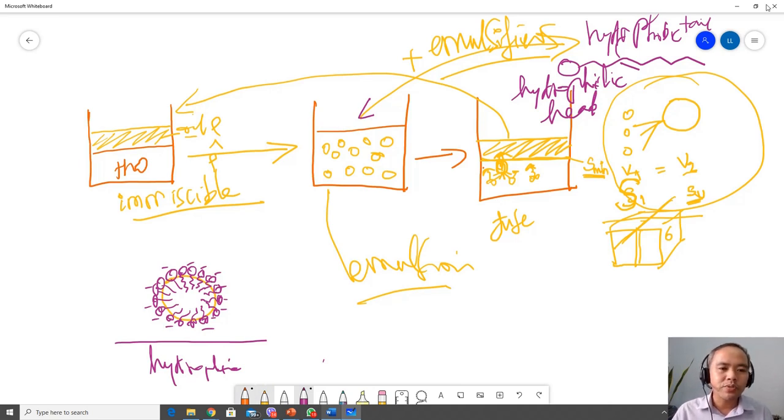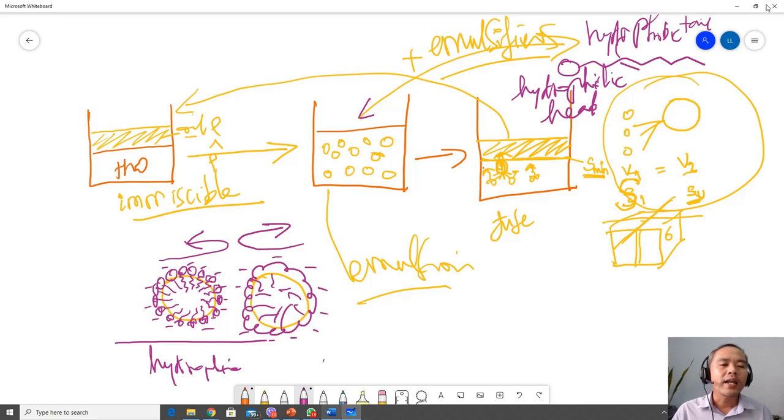And now if you have two droplets of fat globules already covered by the emulsifier, normally they have the same charge. When they come together, they will repel each other because they have the same charge. Actually, they don't need to come to each other because they are not hydrophobic anymore. But in case they come close, they will repel from each other. So they will maintain a small size.